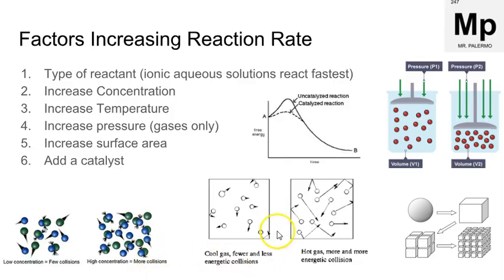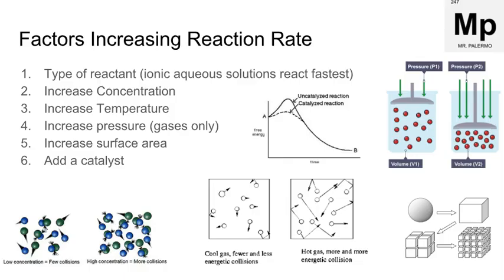Increasing temperature from cool to hot. If the particles are moving faster, they have more energy, and they're also colliding more often. So hitting those two important factors for effective collisions. So the reaction rate will increase.